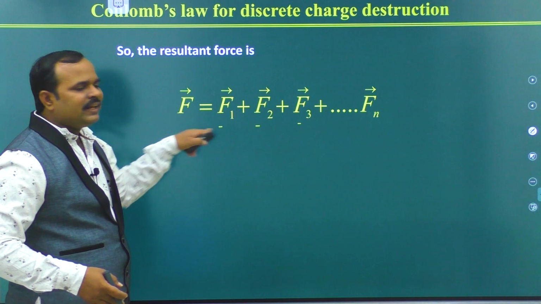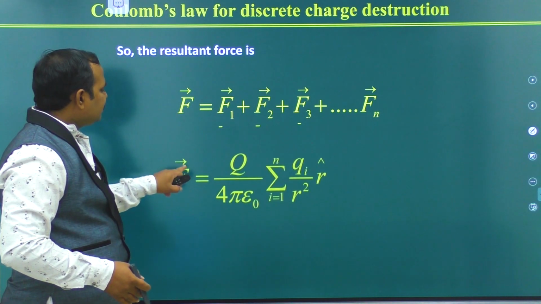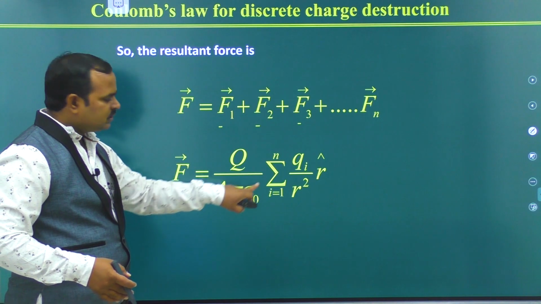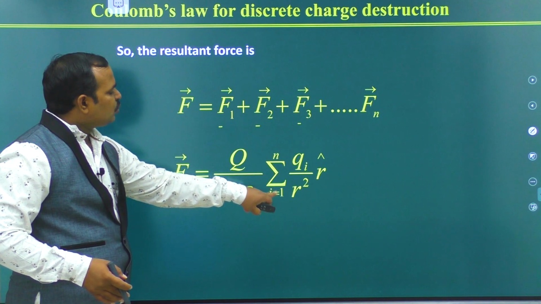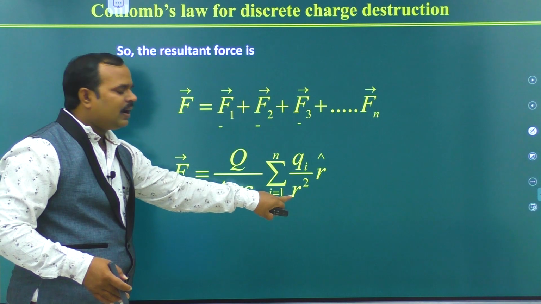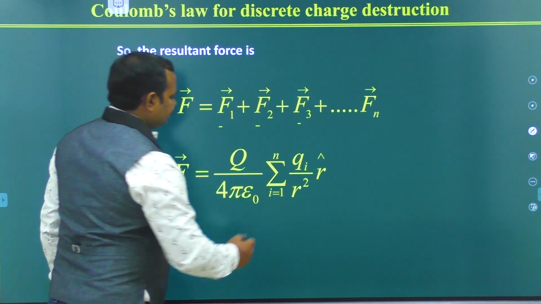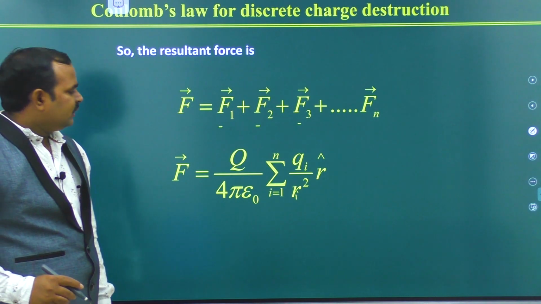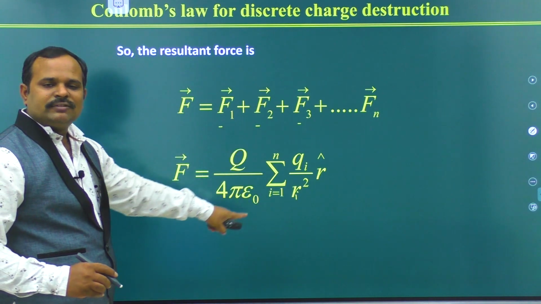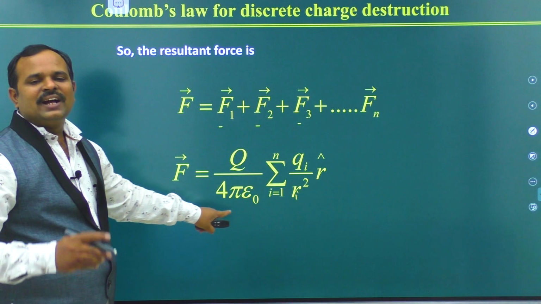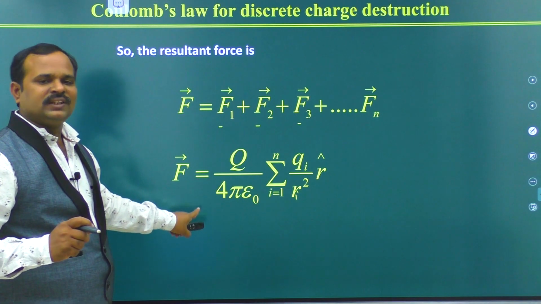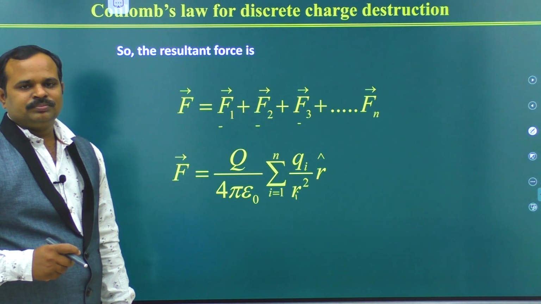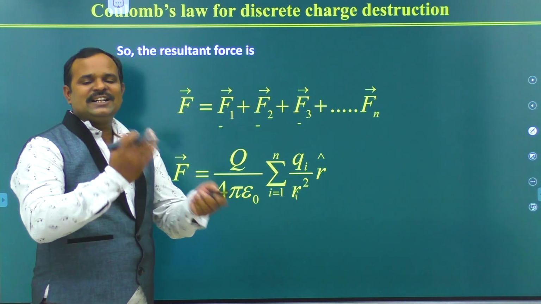Now if you add all these forces, then the resultant force can be written this way. F bar is equal to Q by 4 pi epsilon naught into summation of i equal to 1 to n Qi by Ri square R cap. This is the resultant force which is acting on the capital Q because of all other charges, which is given by the superposition principle. So this is for the discrete charge distribution.